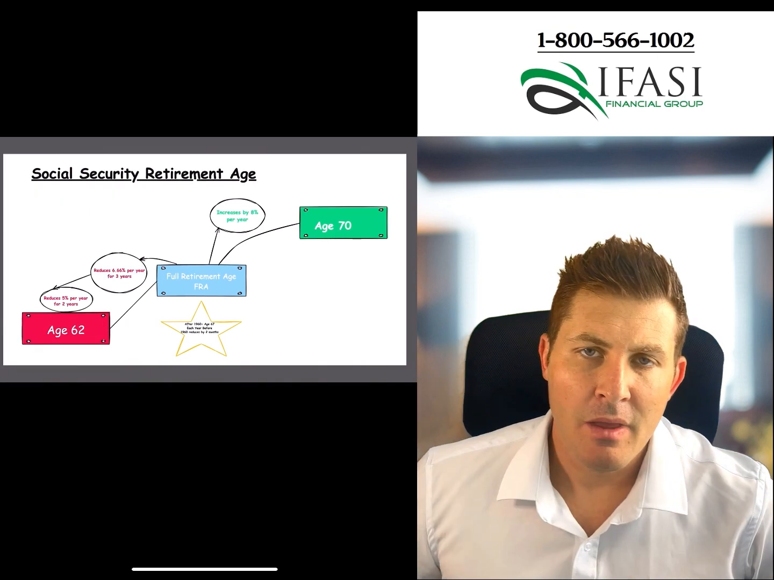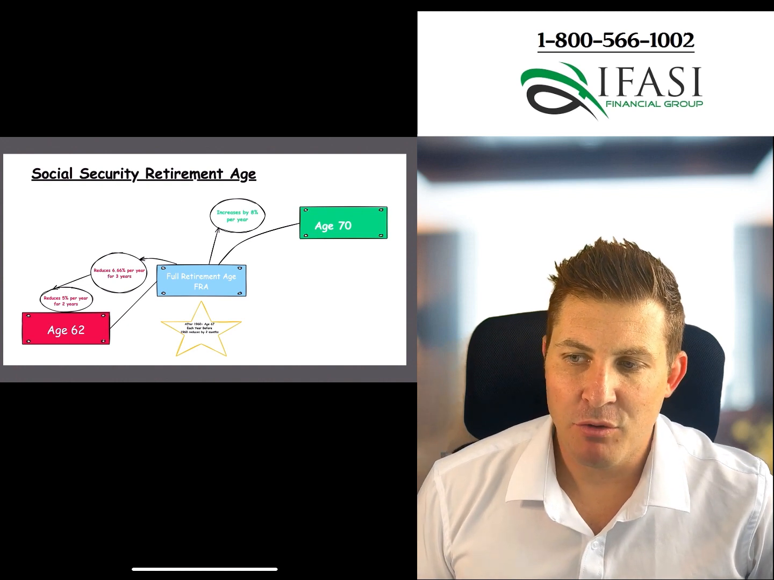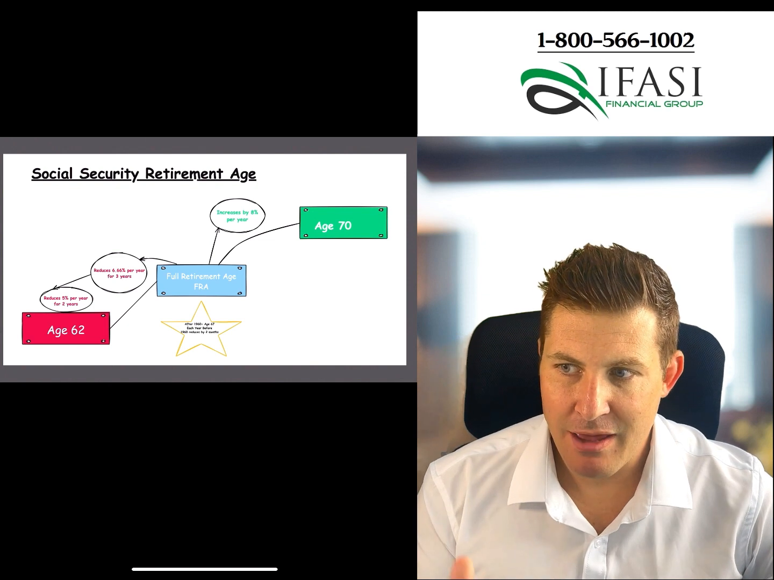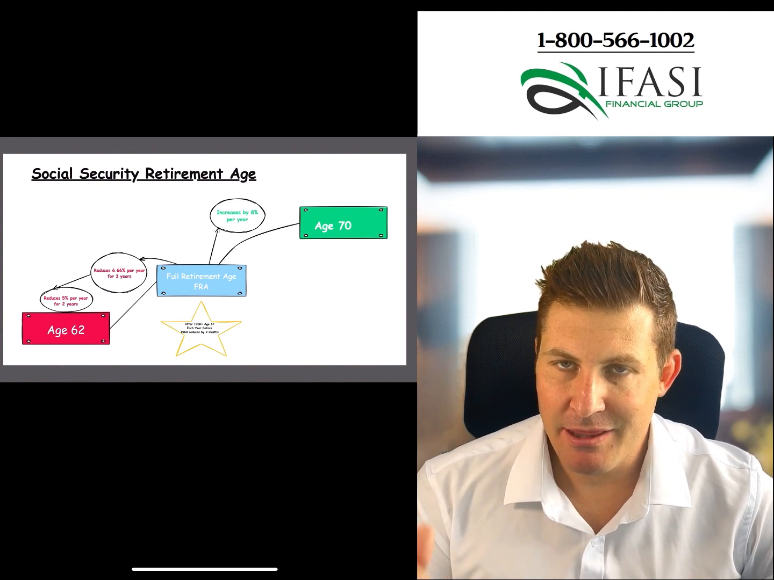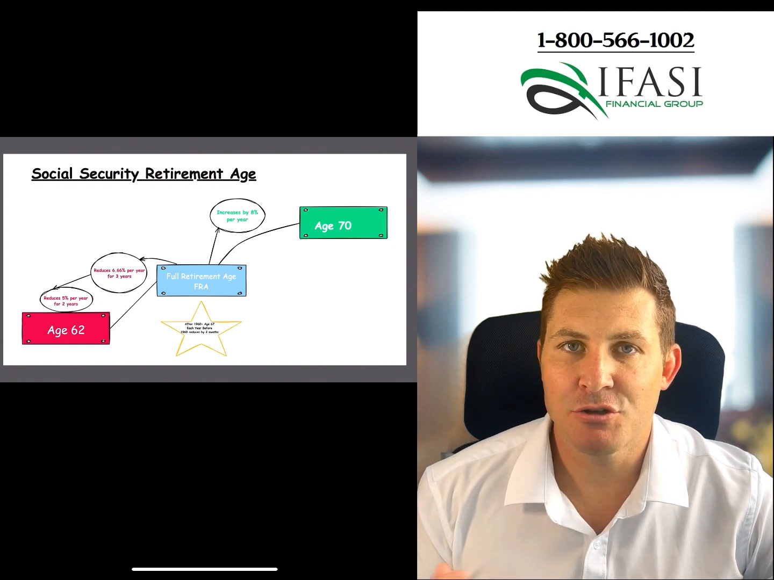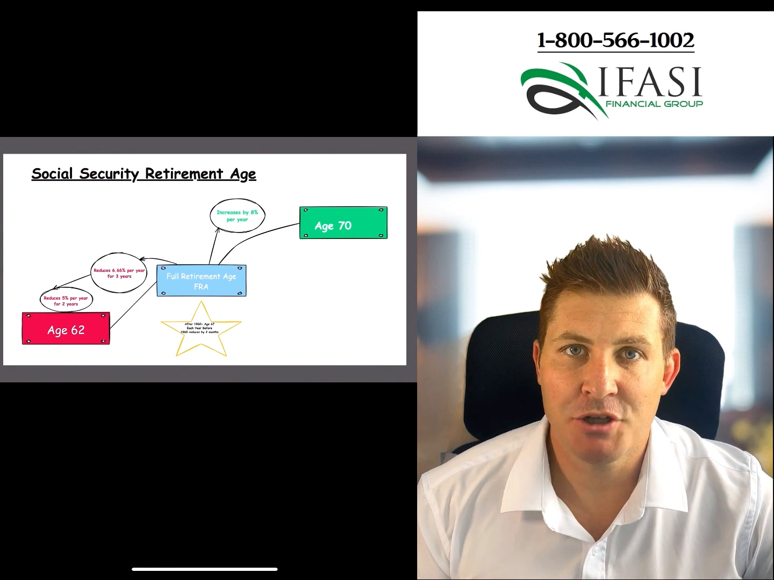So let's get started. Okay, so I'm going to break down the chart that you see up on the board. You see something known as full retirement age, which is in the middle. You have age 62, which is lower, and then you have age 70, which is higher. I did that purposefully. Full retirement age is when you're looking at your Social Security benefit, your statement. Full retirement age is known as your primary insurance amount.